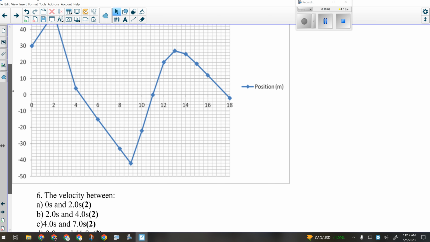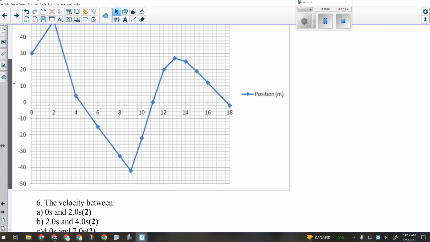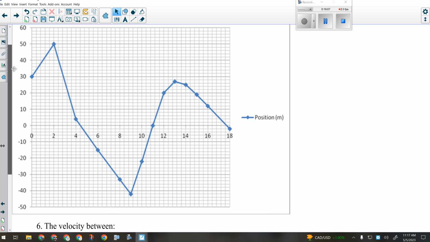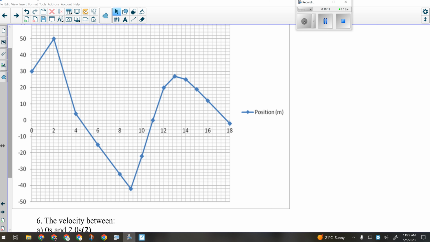I would like you guys to do question number 6. It's asking you to do some velocity calculations. I've got a position versus time graph where I can read position and time directly off the graph, but they're asking me to calculate velocity, which means I should probably use this version of v equals d over t: final position minus initial position divided by time. So for between 0 and 2 seconds, we'll have 50 minus 30 over 2.